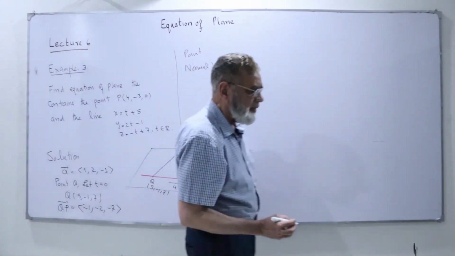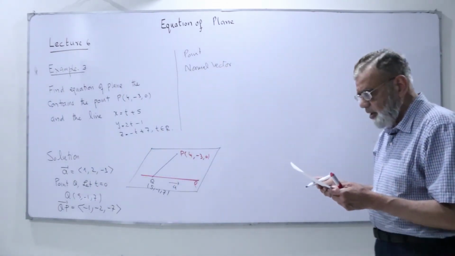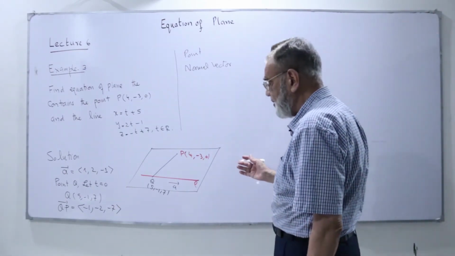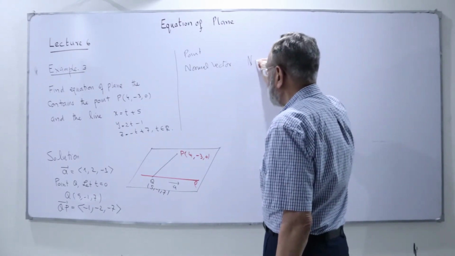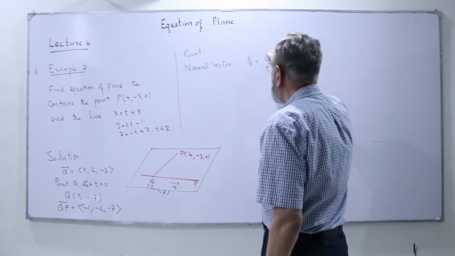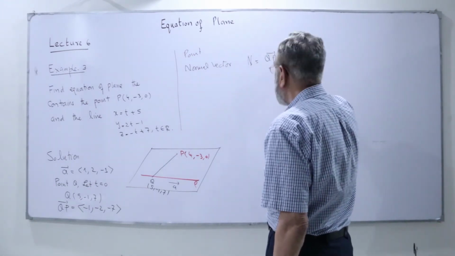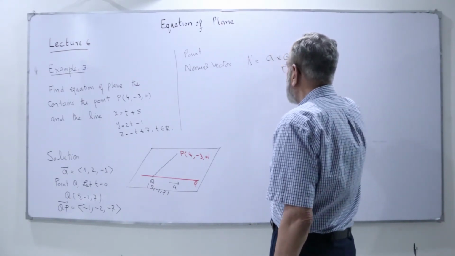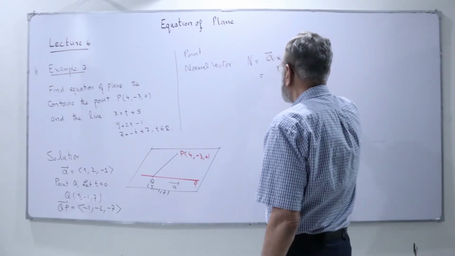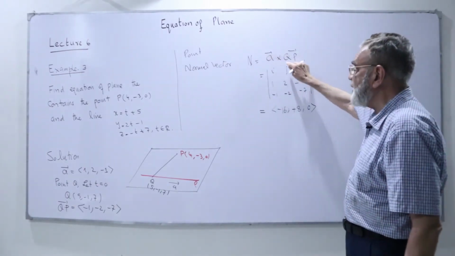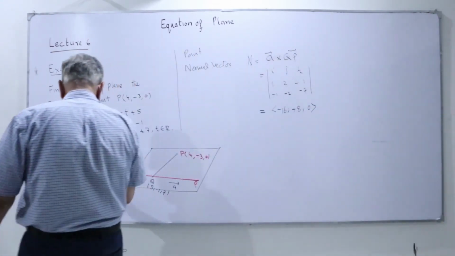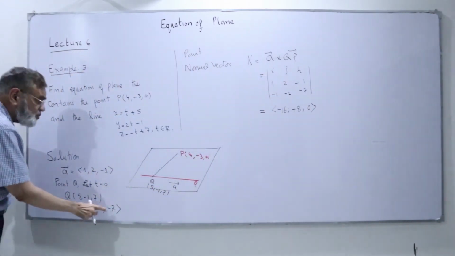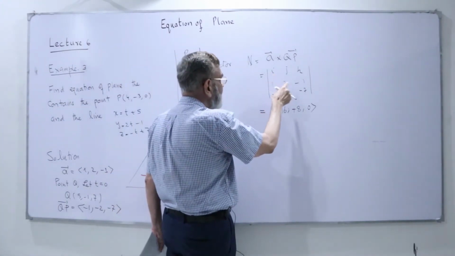So I get two vectors. And when you have two vectors, I can find the cross product, and with its help I can find my normal. This is vector A cross QP. So I have vectors A and QP. My vector A is (1, 2, -1), and vector QP is (-1, -2, -7). So I can multiply them as a cross product.